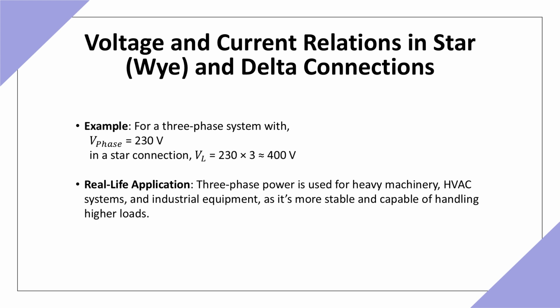Star and delta connections serve different purposes in three-phase systems. Star provides higher voltage at lower current, suitable for distribution networks. Delta provides higher current at lower voltage, ideal for high-power industrial equipment. Understanding their differences helps optimize systems for efficiency and cost-effectiveness.